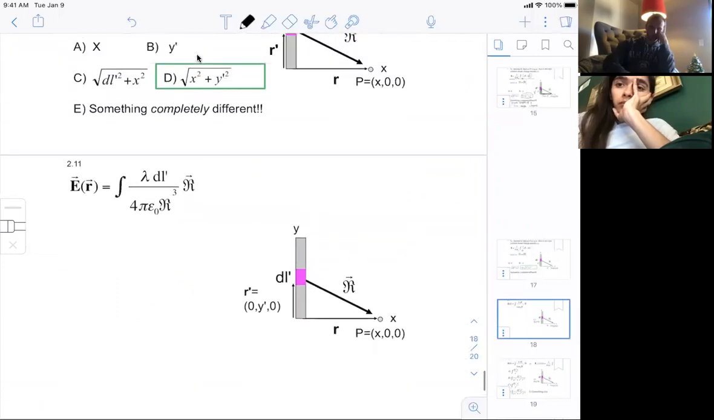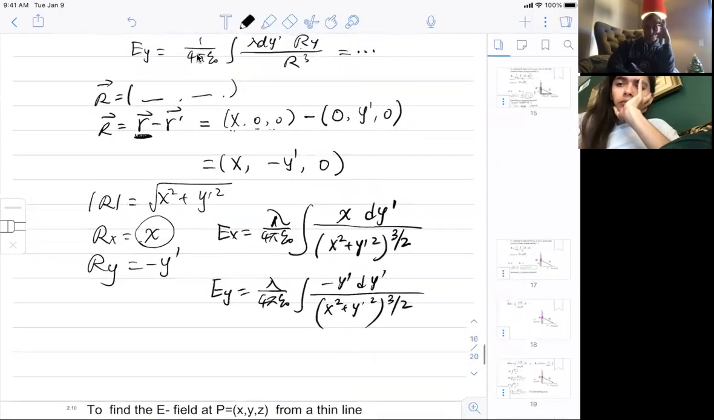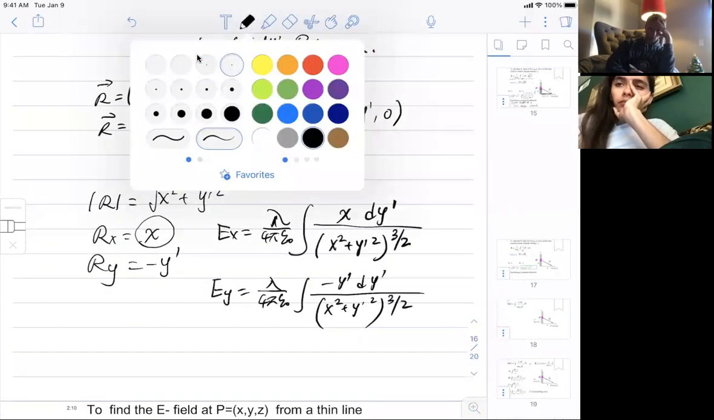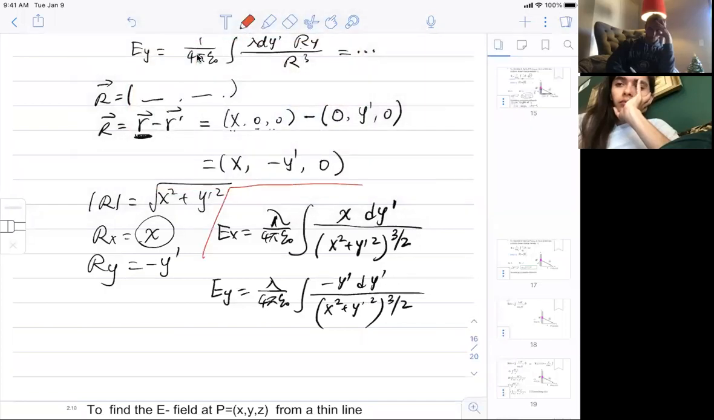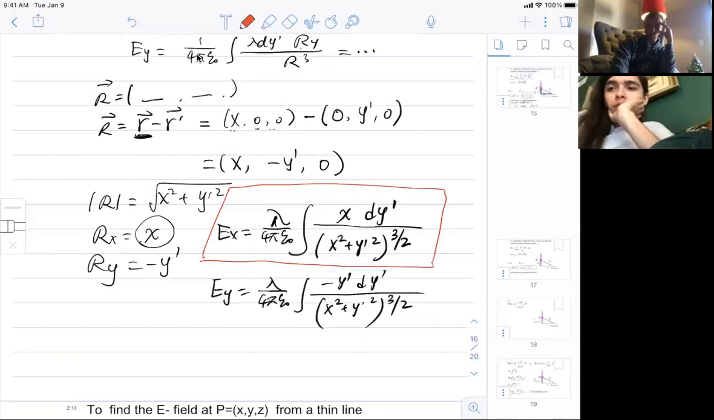So my question for you guys is, we only have time to do one here in class. Let's just work on the E sub x. My question for you is, what is the variable we're integrating over, and what are the limits of this variable? So what are we integrating over? dy prime. The y prime part, yes.